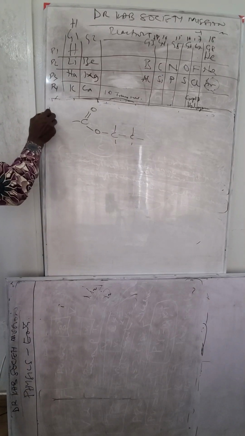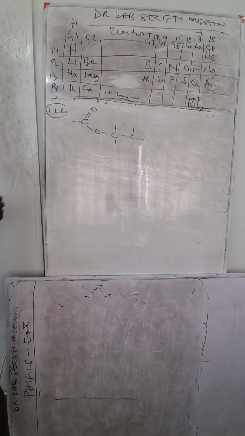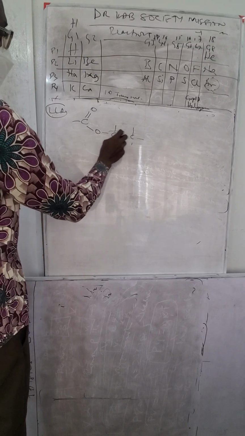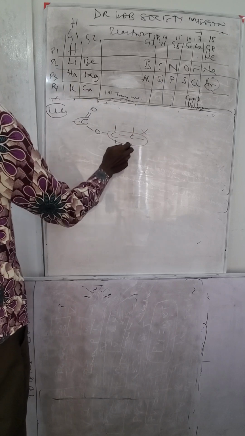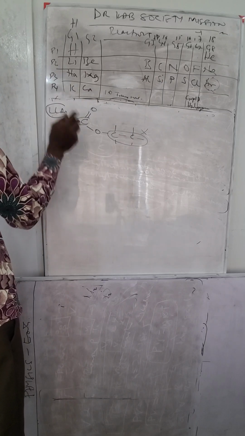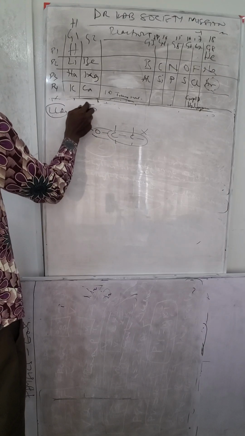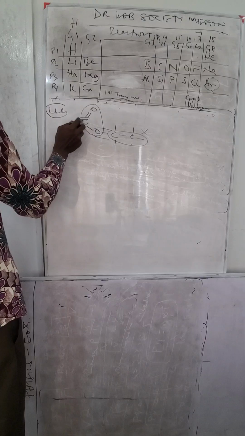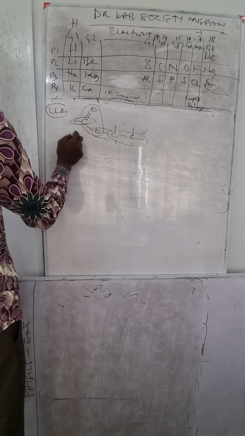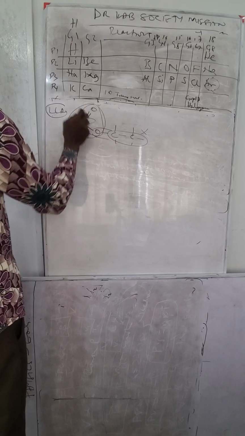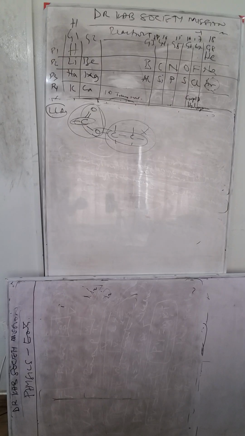The longest chain, lowest number, alphabetical order. The longest chain. Somebody will say it is this one, which is the longest chain, and this is just one. But this is wrong. Why? The longest chain must contain the functional group. This is the functional group we have. So this becomes the longest chain. Once this is the longest chain, this becomes a substituent. So you must note that.